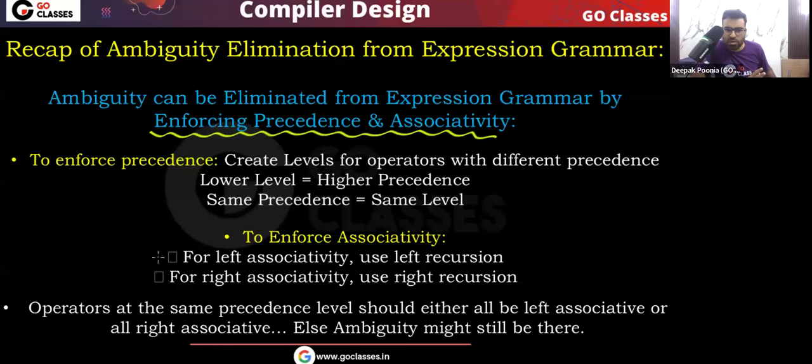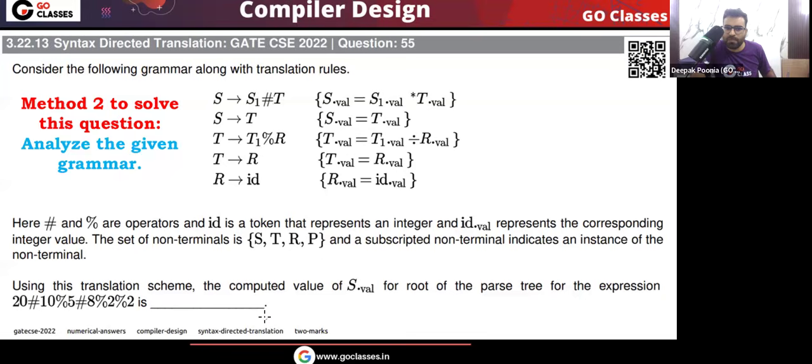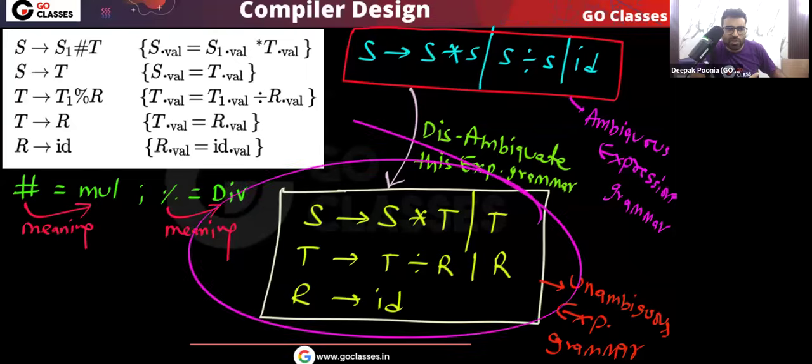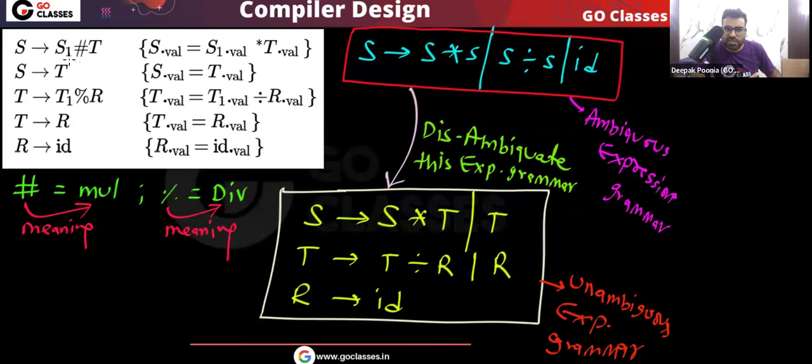Now, you can solve this question. You can see this GATE 2022 question. You can solve it using the analysis of the given grammar. I already told you that this grammar is basically the unambiguous expression grammar corresponding to this ambiguous expression grammar. From the ambiguous expression grammar, when you remove the ambiguity by enforcing the precedence and the associativity, finally you get this unambiguous expression grammar. You can notice this hash represents multiplication and this percentage represents division. Now you can solve this question very easily. So let's solve.